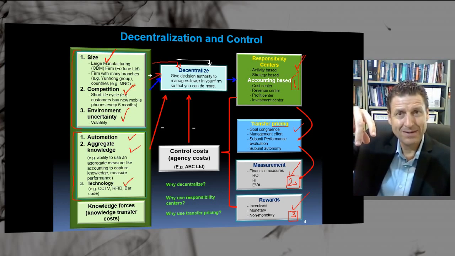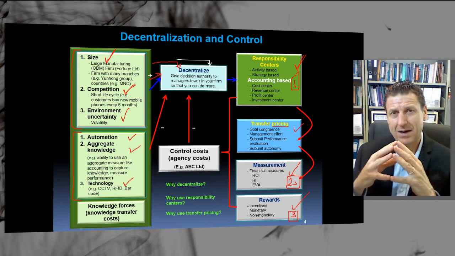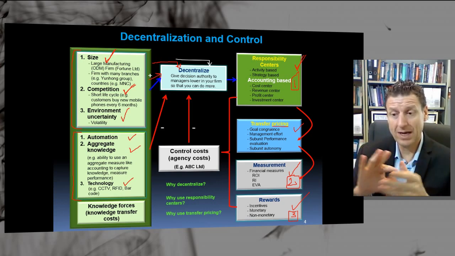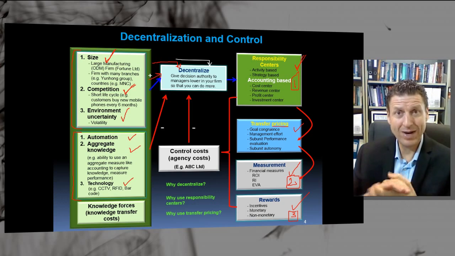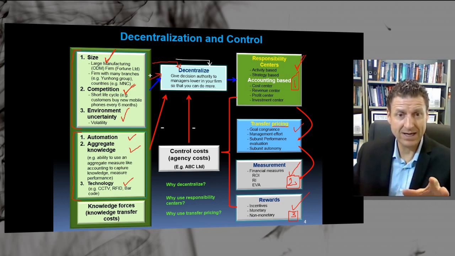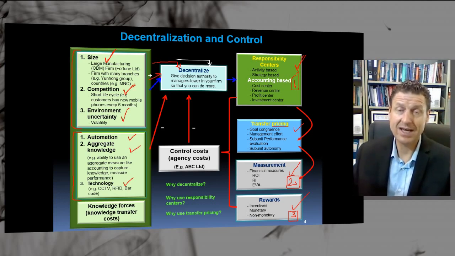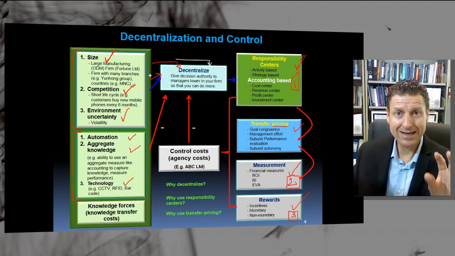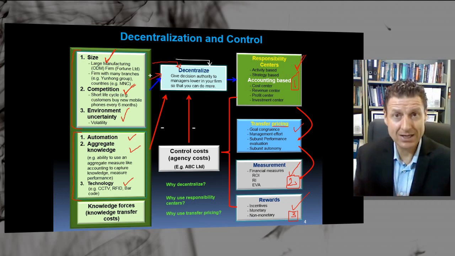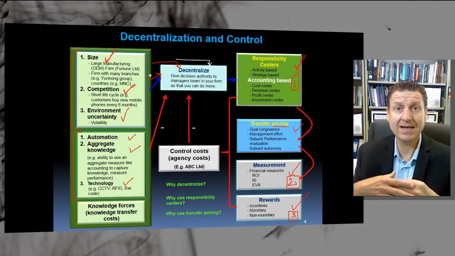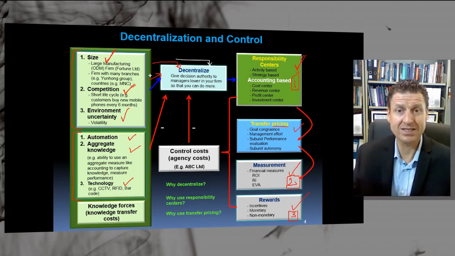So now basically I have covered a lot of the issues for those 4 areas. What were those 4 ideas? Number one, knowledge transfer costs, and that's what we said over here. Knowledge transfer costs increase with size, competition, environmental uncertainty. But you can moderate those knowledge transfer costs with automation, with aggregating knowledge, or using technology. At the end of the day, you're going to have to decentralize to some extent as you get larger, as you face an increasingly competitive market.